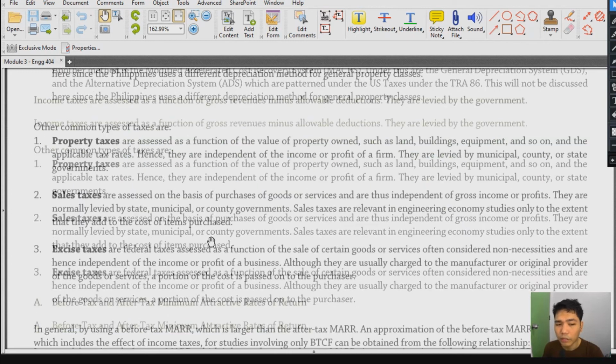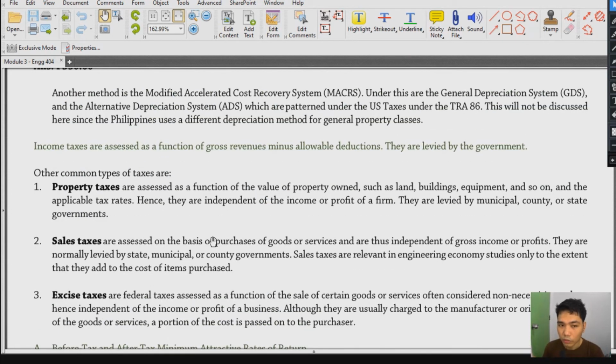Pero nabanggit na naman natin to before, property taxes. So ito yung kapag meron kang assets or properties. For example, meron kang land, building, so equipment din. So pwede natin siyang taxan, or the government can tax that. And these are levied by the municipal or county or state governments.